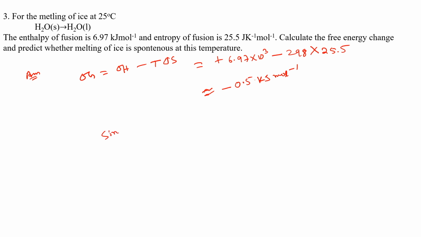So since delta G is negative, the melting of ice at 25 degrees Celsius is spontaneous.